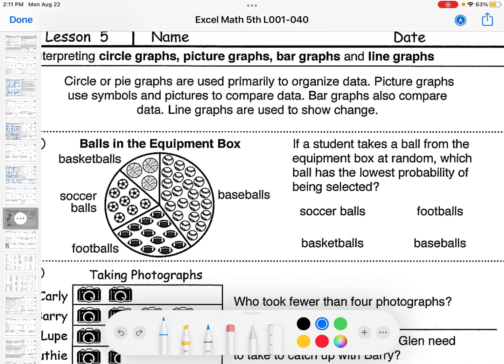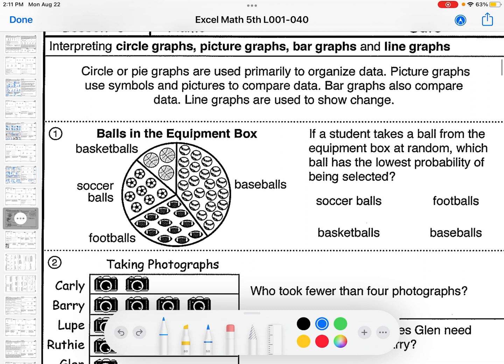So let's take a look at our first one here. Circle or pie graphs are used primarily to organize data. Primarily, that means mostly. Picture graphs use symbols and pictures to compare data. Bar graphs also compare data. And line graphs are used to show change or change over time.